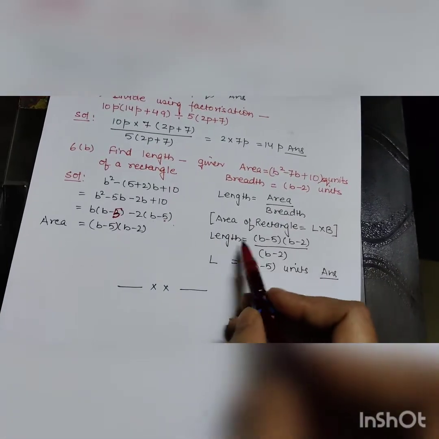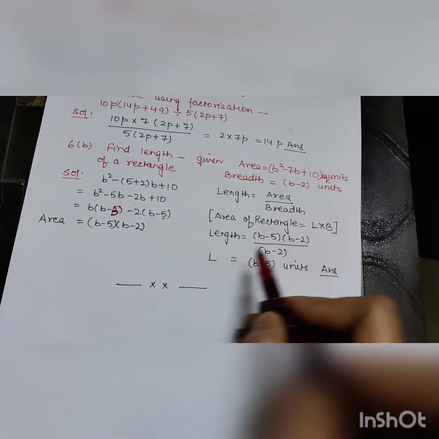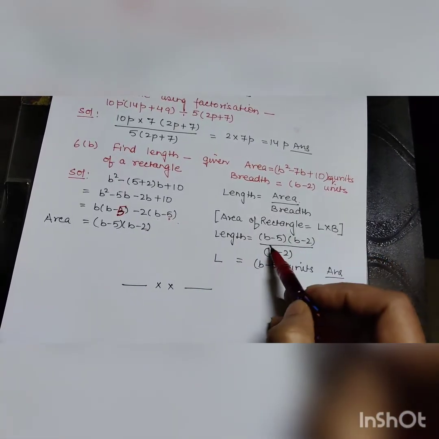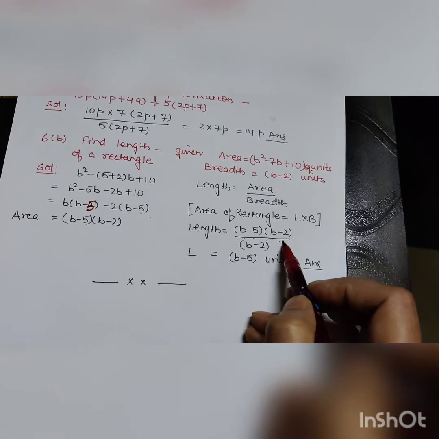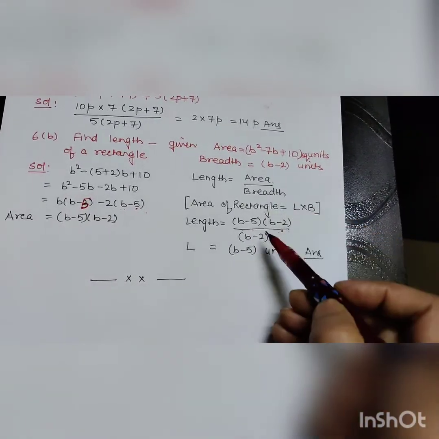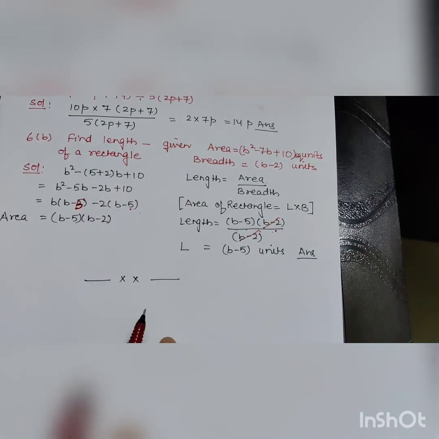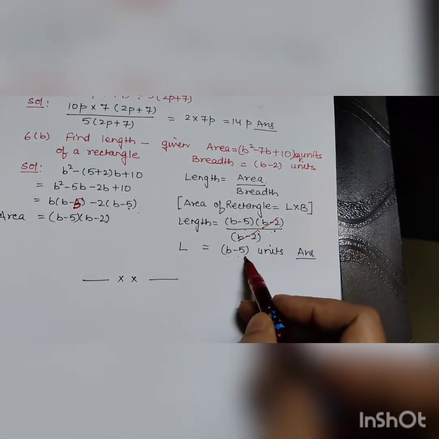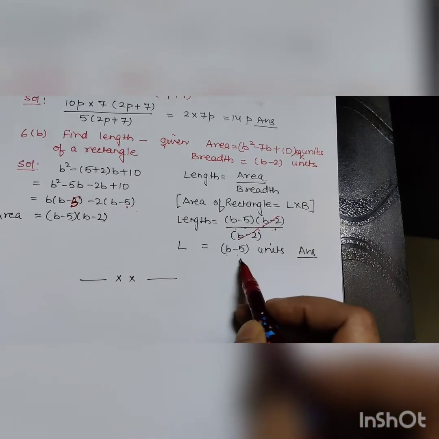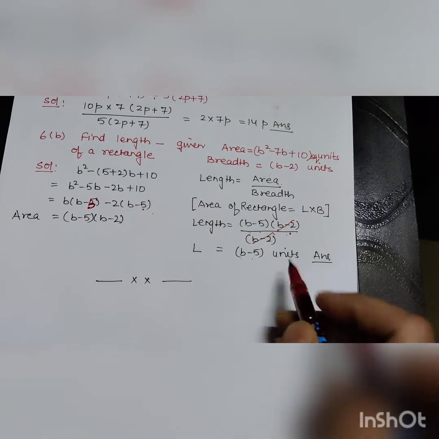Now area is equal to b minus 2 and b minus 5. So in place of area, we have put b minus 5 and b minus 2, divided by the width, which is equal to b minus 2. You can see here that b minus 2 is cancelled with b minus 2 and we have got b minus 5. So the length of this rectangle is b minus 5 units.